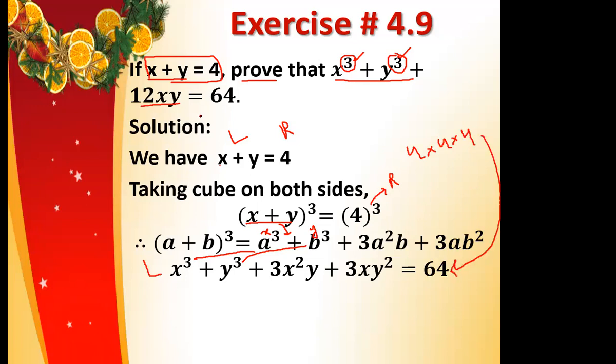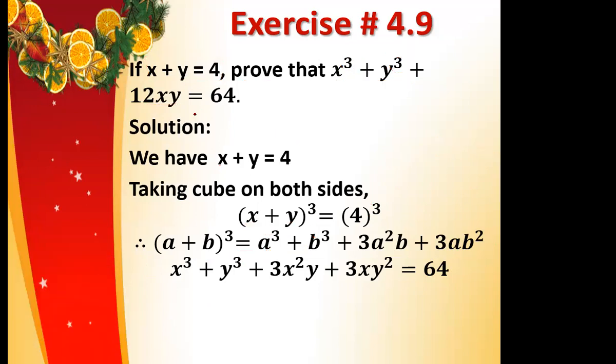Now as you can see, if you look here, I'm going to erase, just a minute. As you can see, here you have x cube plus y cube, and 12xy is still missing here. You do not have 12xy, and it is equal to 64, which you already have here.